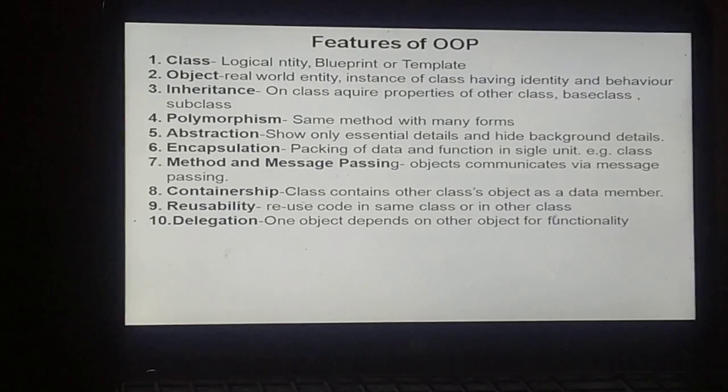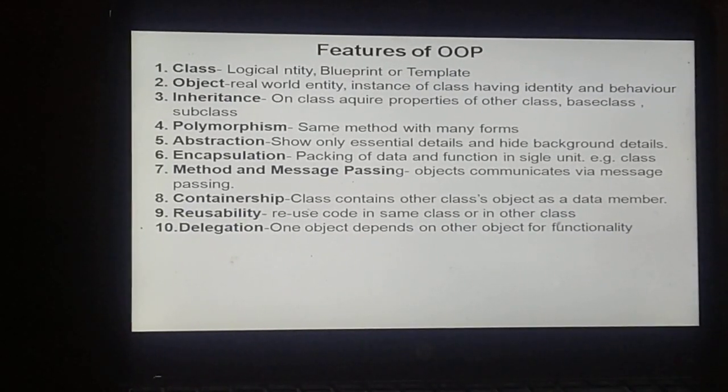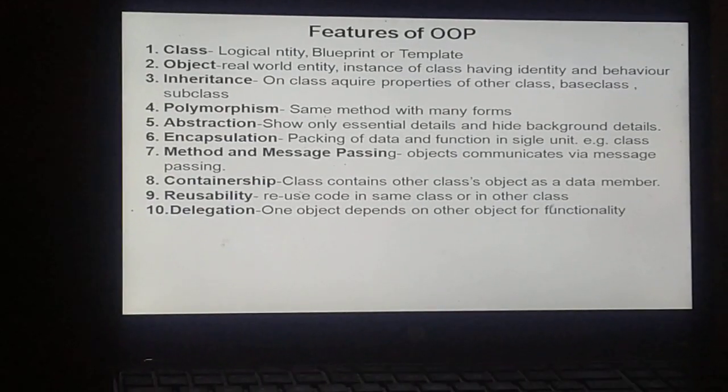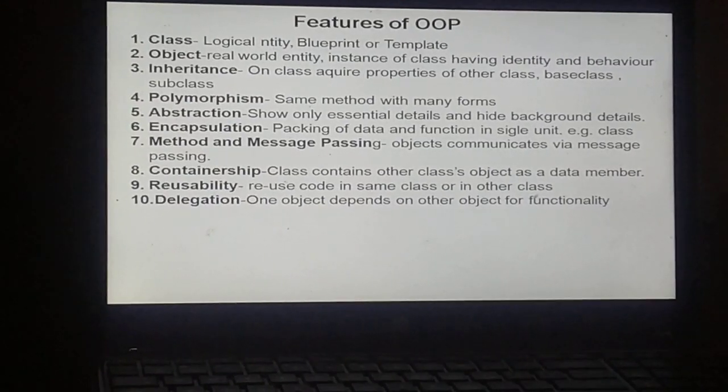So there are 10 features of object-oriented programming. The first feature is class. The second feature is object, then inheritance, polymorphism, abstraction, encapsulation, method and message passing, containership, reusability and delegation.